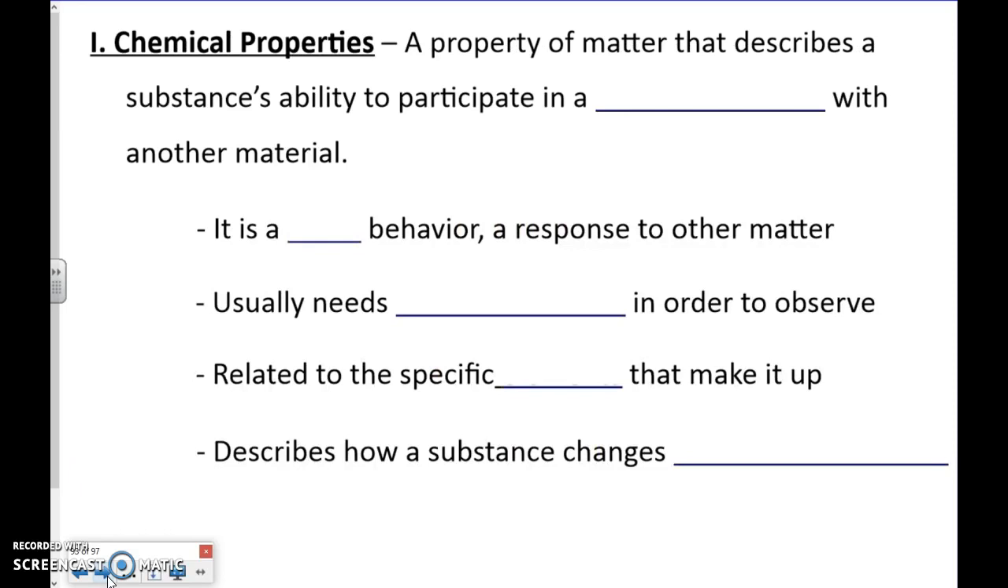First part, chemical properties. What is a chemical property? A property of matter that describes a substance's ability to participate in a reaction with another material. So we're focusing on what happens when they interact with another, and that means that it is a social behavior. Physical properties, personal behavior, something belongs to them. This one responds to other things. So when we have a chemical property, you're going to need a chemical reaction in order to observe it. So they have to be interacting, doing something in order for us to see it, to recognize it.